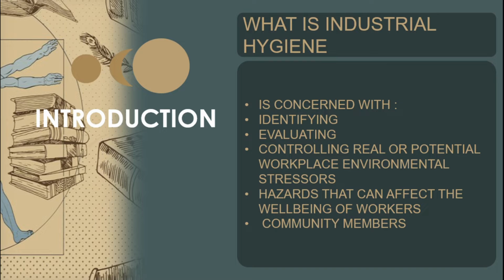What is industrial hygiene? Industrial hygiene, as stated above, is concerned with identifying, evaluating, and controlling real or potential workplace environmental stressors or hazards that can affect the well-being of workers and community members. It is sometimes called occupational hygiene, occupational health, or workplace health. Ideally, hazards are identified and controlled when a workplace is being planned, when conditions or processes change, or through yearly reviews before they become an issue for workers.